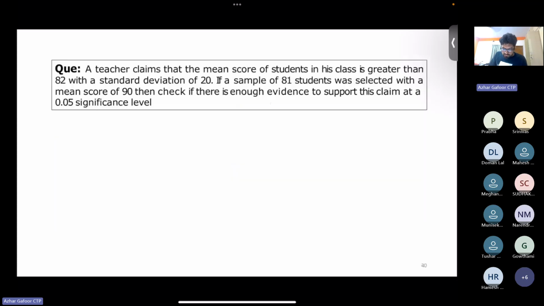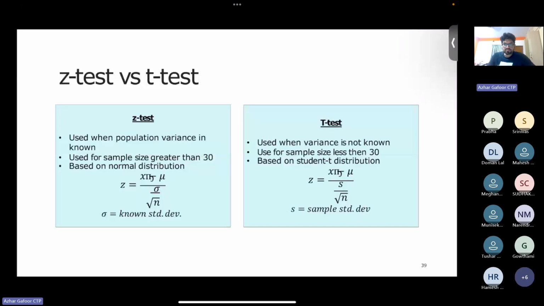So, okay. A teacher claims that the mean score of students in his class is greater than 82 with a standard deviation of 20. If a sample of 81 students is selected with a mean score of 90, before that I need to give the equations needed.